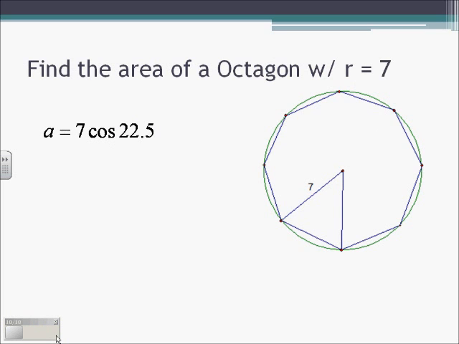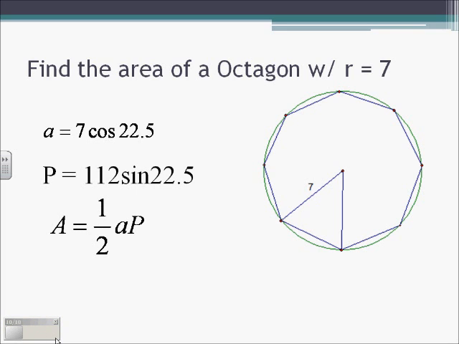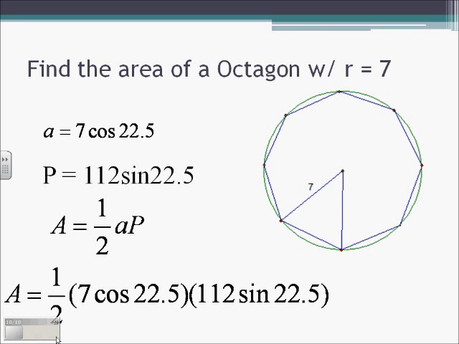We plug that all into our formula. We know our area is going to equal 1/2 of the apothem times the perimeter. So we take our apothem a, multiply by our perimeter, and by 1/2. So our area is going to equal 1/2 of 7 times the cosine of 22.5 times 112 times the sine of 22.5, and that's going to equal approximately 138.59 for an area.